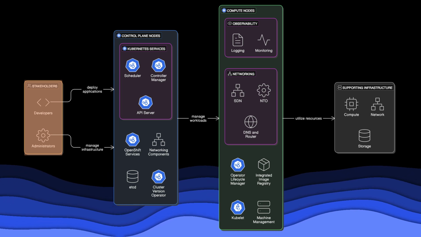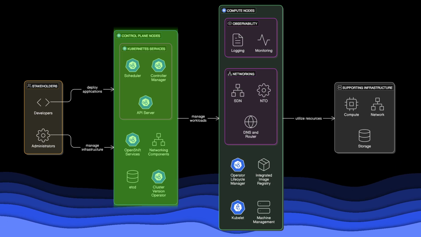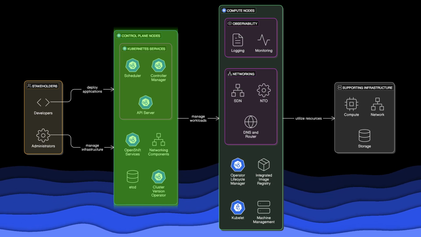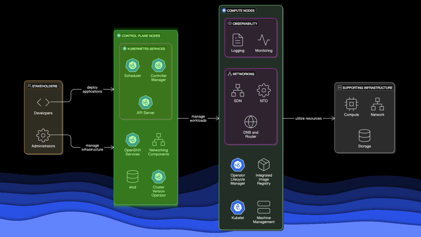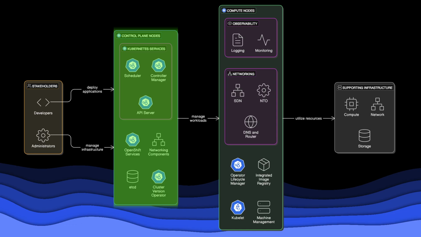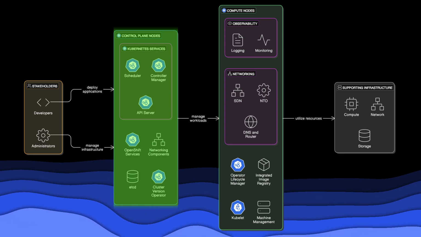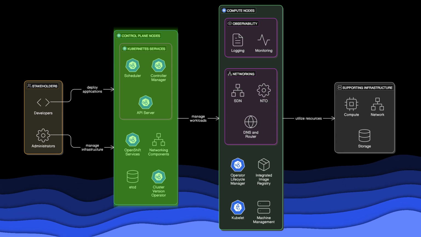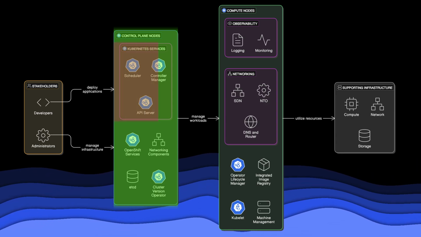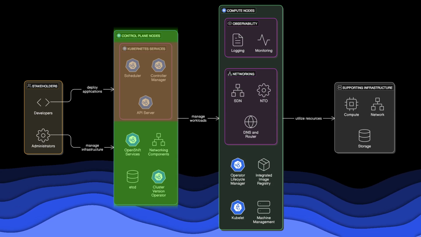A good place to start is with something called the control plane nodes. These are like the brains of the operation. They're the nodes responsible for managing the entire cluster, and they house all sorts of key components: OpenShift services, networking functions, and the core components of Kubernetes itself, like the scheduler, the controller manager, and the API server.